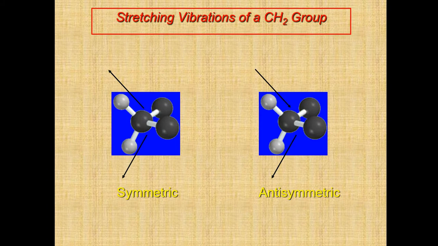Symmetrical stretching and asymmetrical stretching. Before that, I would like to tell you one thing. Stretching vibrations generally require higher energy, while bending vibrations generally require lower energy. There are two types of stretching vibrations, as I already told you. Symmetric stretching means when both bonds get elongated or both bonds get compressed. While asymmetric stretching means that one bond gets compressed while the other gets elongated.